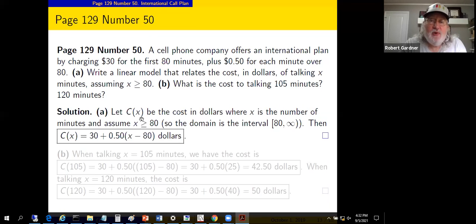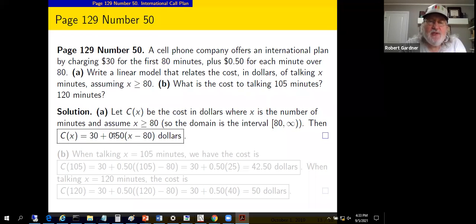So x is a number of minutes, C of x, where x is a number of minutes. If we introduce that as the cost function, we're assuming x is greater than or equal to 0. So the domain, by the way, then is 80 to infinity, including the 80. We're told to assume x is greater than or equal to 80. Then we've got that $30 for the first 80 minutes. You might call that fixed cost. It's in some sense related to fixed cost.